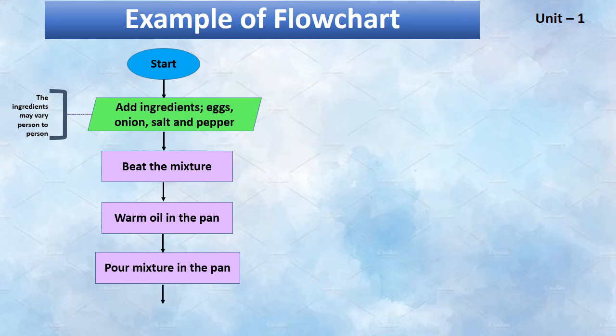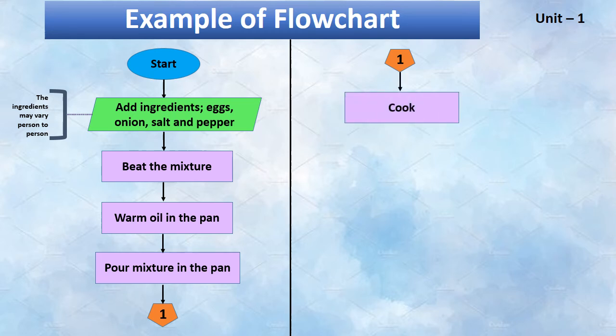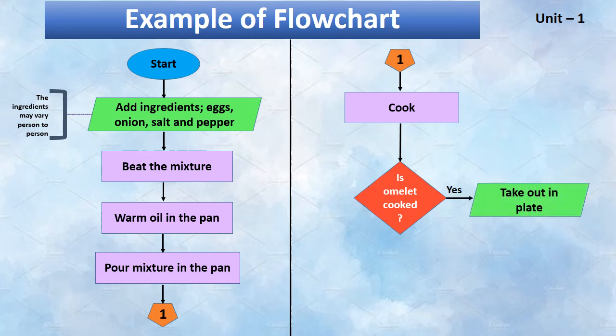My page ends over here. I will use an on-page connector over here with a number inside it, and from the next part with the same symbol I'm going to start the rest of the part of the flowchart. And the next step would be again a process to cook. And here we check, is omelette cooked with the decision symbol? Yes. Take out in plate, serve, and stop.